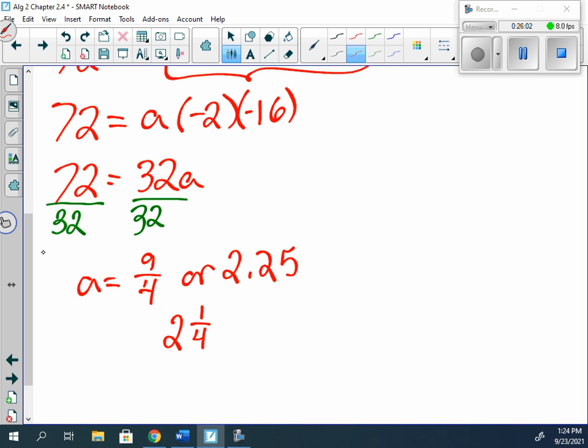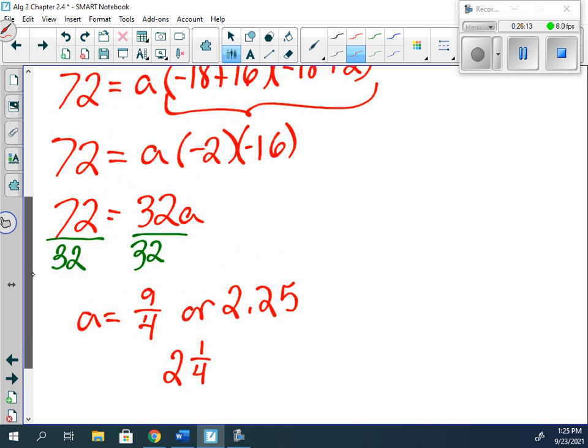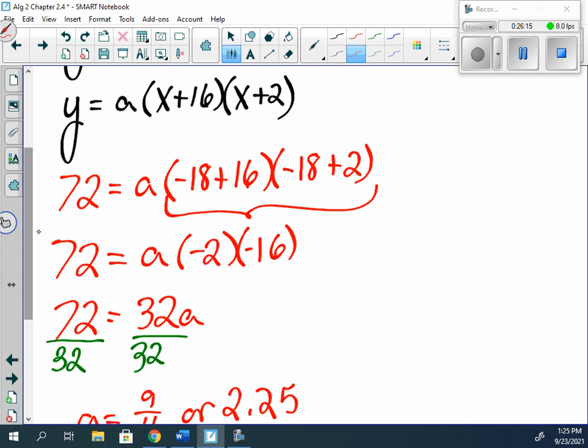Yeah, we're doing this one here. We know P and Q are both negative 16 and negative 2. So we just plugged them in. Especially when y'all do the assignment, I'm not expecting you to do all of this. We can just jump to the fact that y equals a times x plus 16 times x plus 2, because we can plug it in. Plugged in the point, found a.